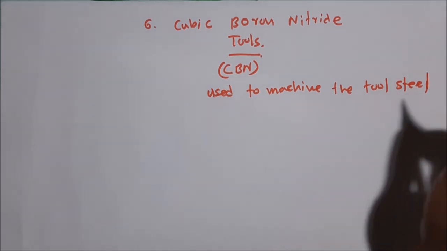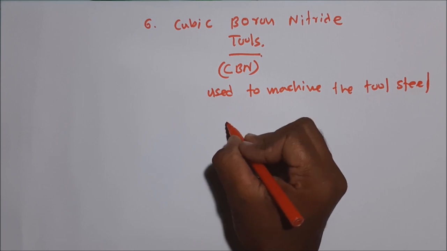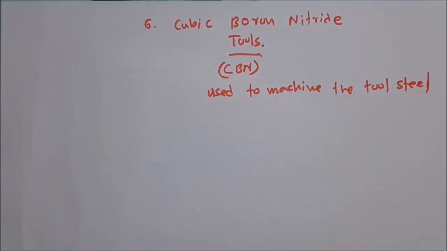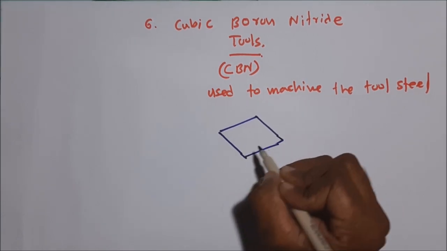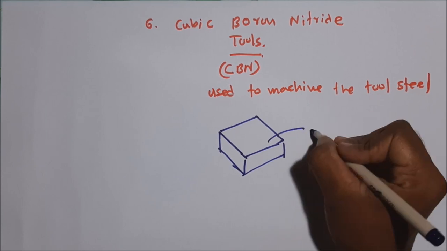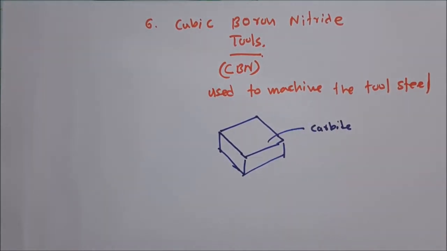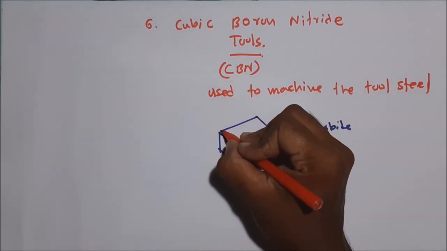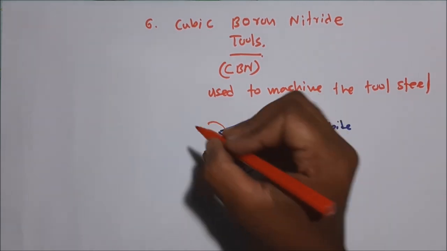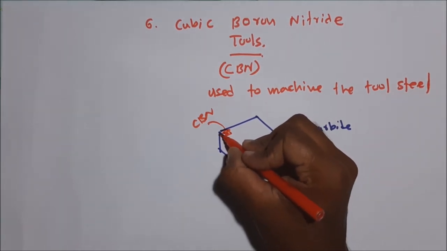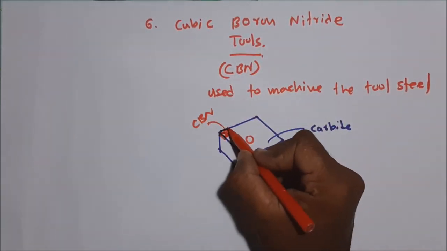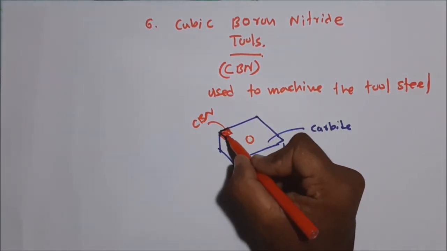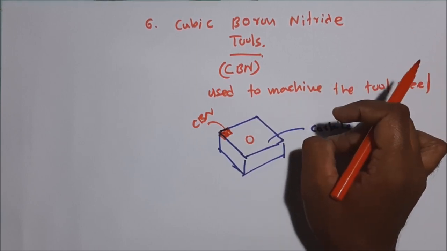When using cubic boron nitride, a very small tip is mounted on a tungsten carbide insert. Let's take this as the tungsten carbide insert, and a very small cubic boron nitride tip is mounted on it. This is the way cubic boron nitride is used as a cutting tool: a very small tip mounted on the carbide insert.